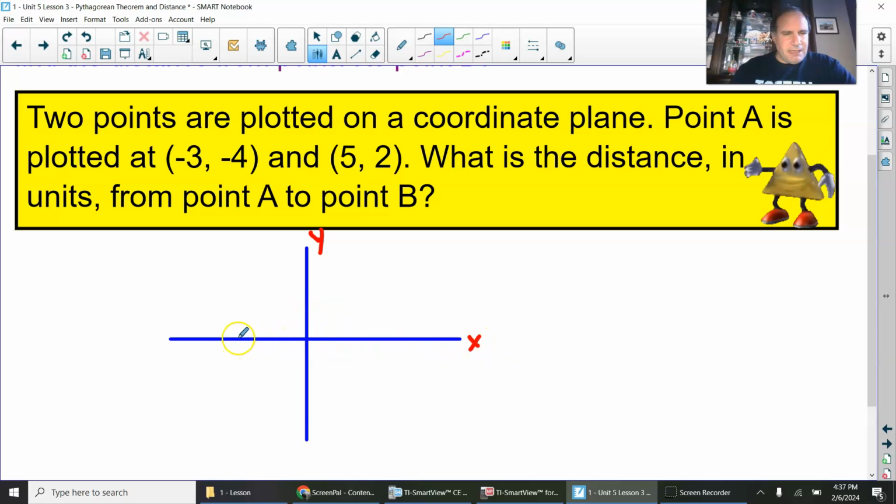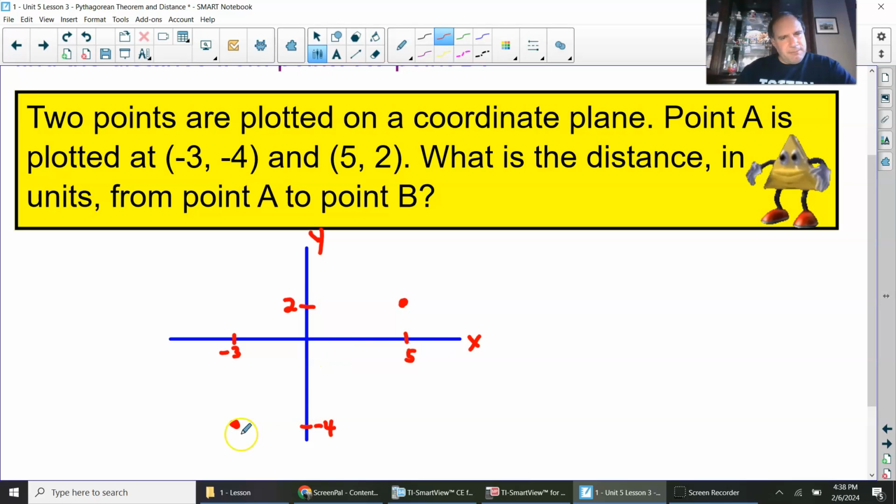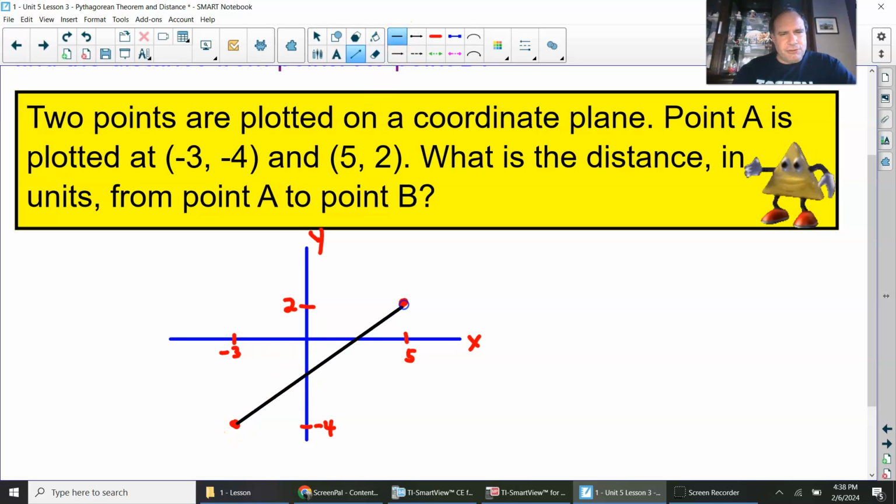So this could be -3, and -4 would be down here. This would be the point that I'm graphing. 5, 2, so this could be 5, and then 2 could be right here. 5, 2 would be here. So do you see between these 2 points? And if you had graph paper, that would be much easier. But I don't have the graph paper, so I'm just going to connect these 2 points right here.